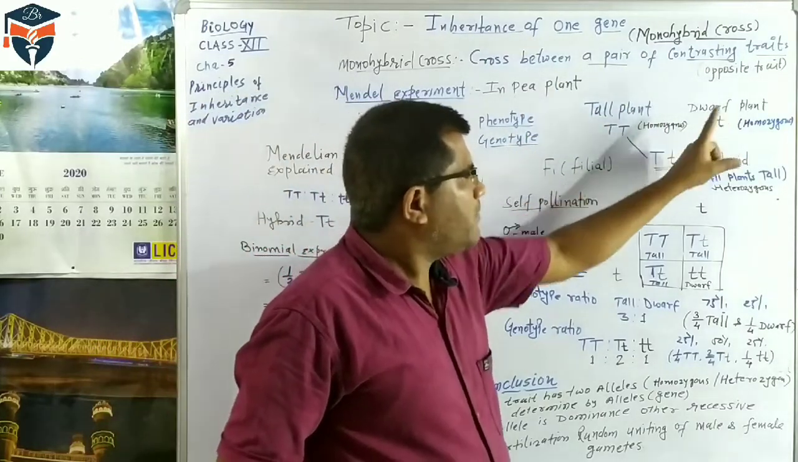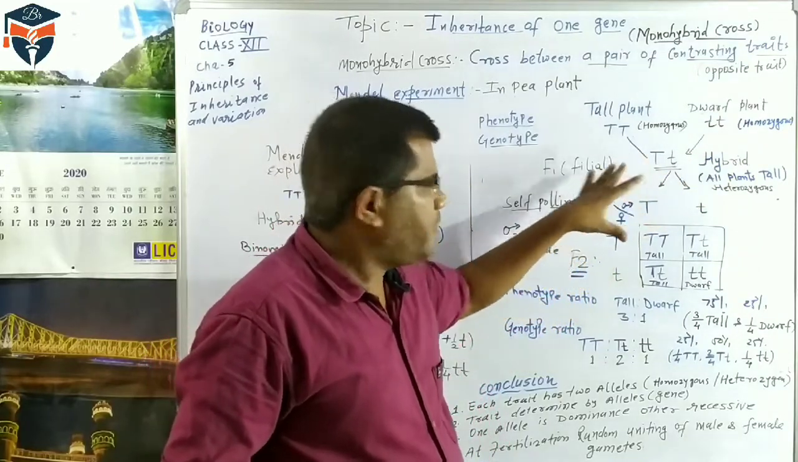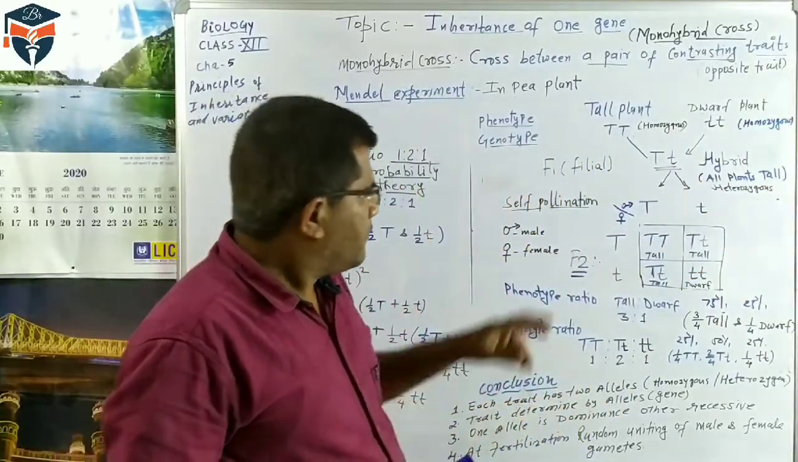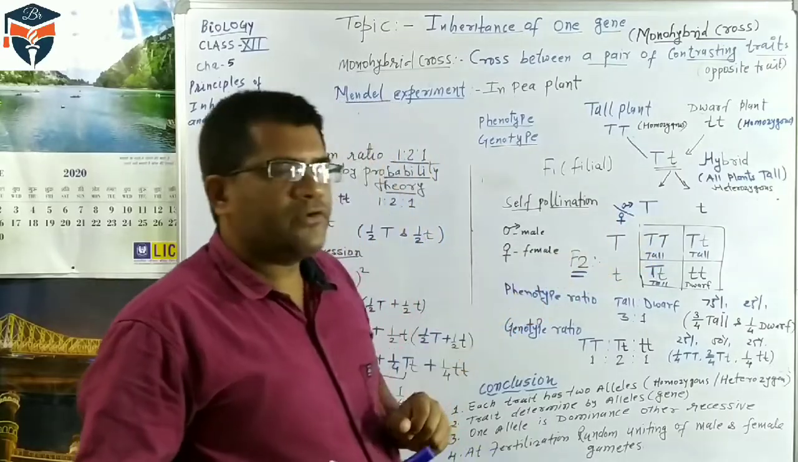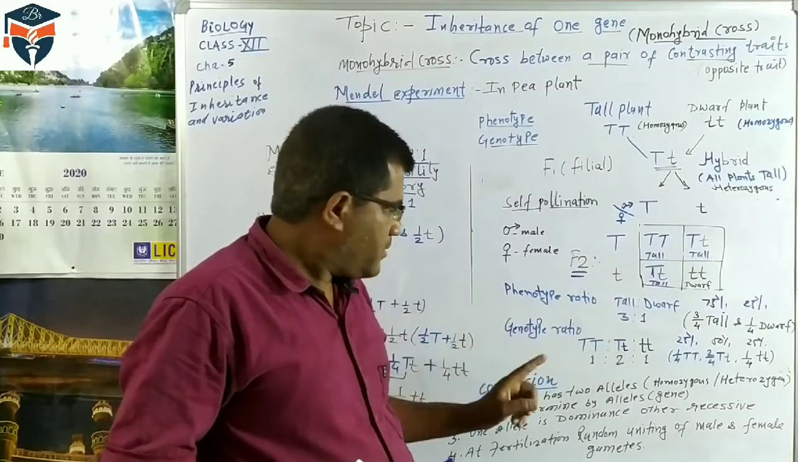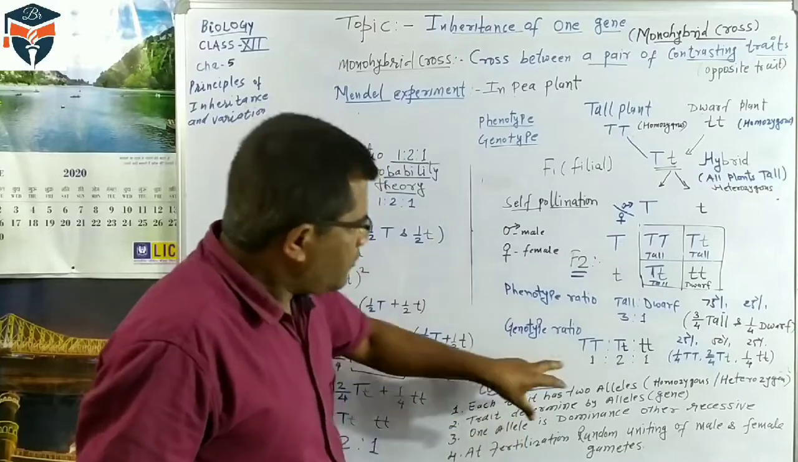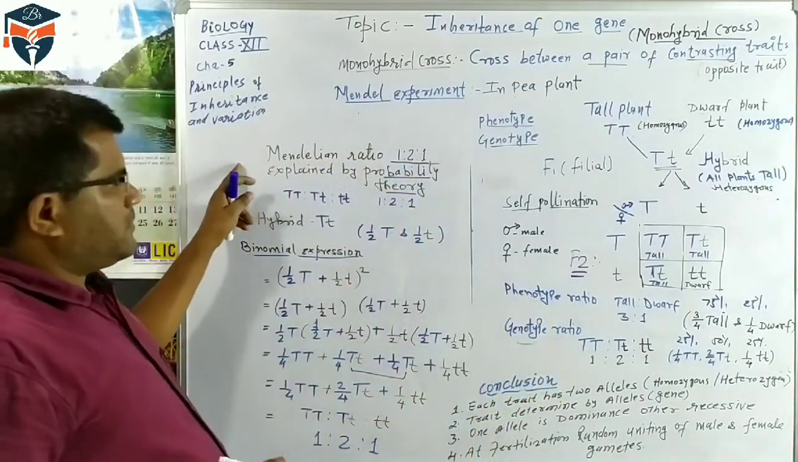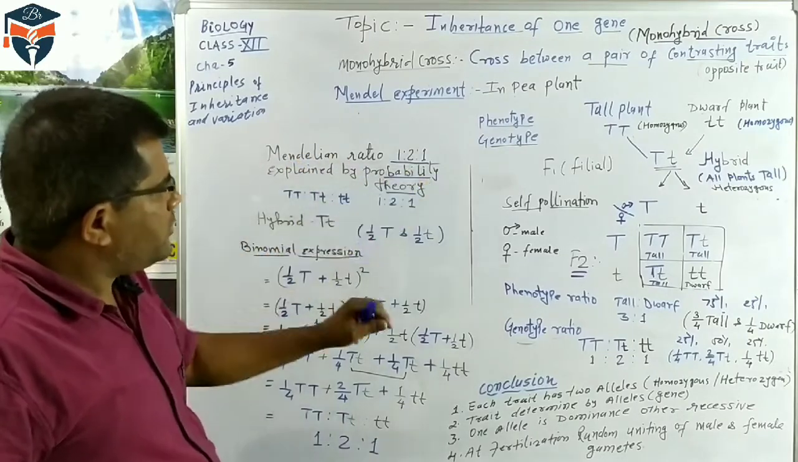When tall and dwarf plants are crossed, hybrid contain alleles of both. In F1 generation, all plants will be tall, but in self-pollination, when F2 generation progeny are obtained, phenotypic ratio comes 3:1 and genotypic ratio comes 1:2:1. Now this genotypic ratio is expressed as Mendel's ratio.